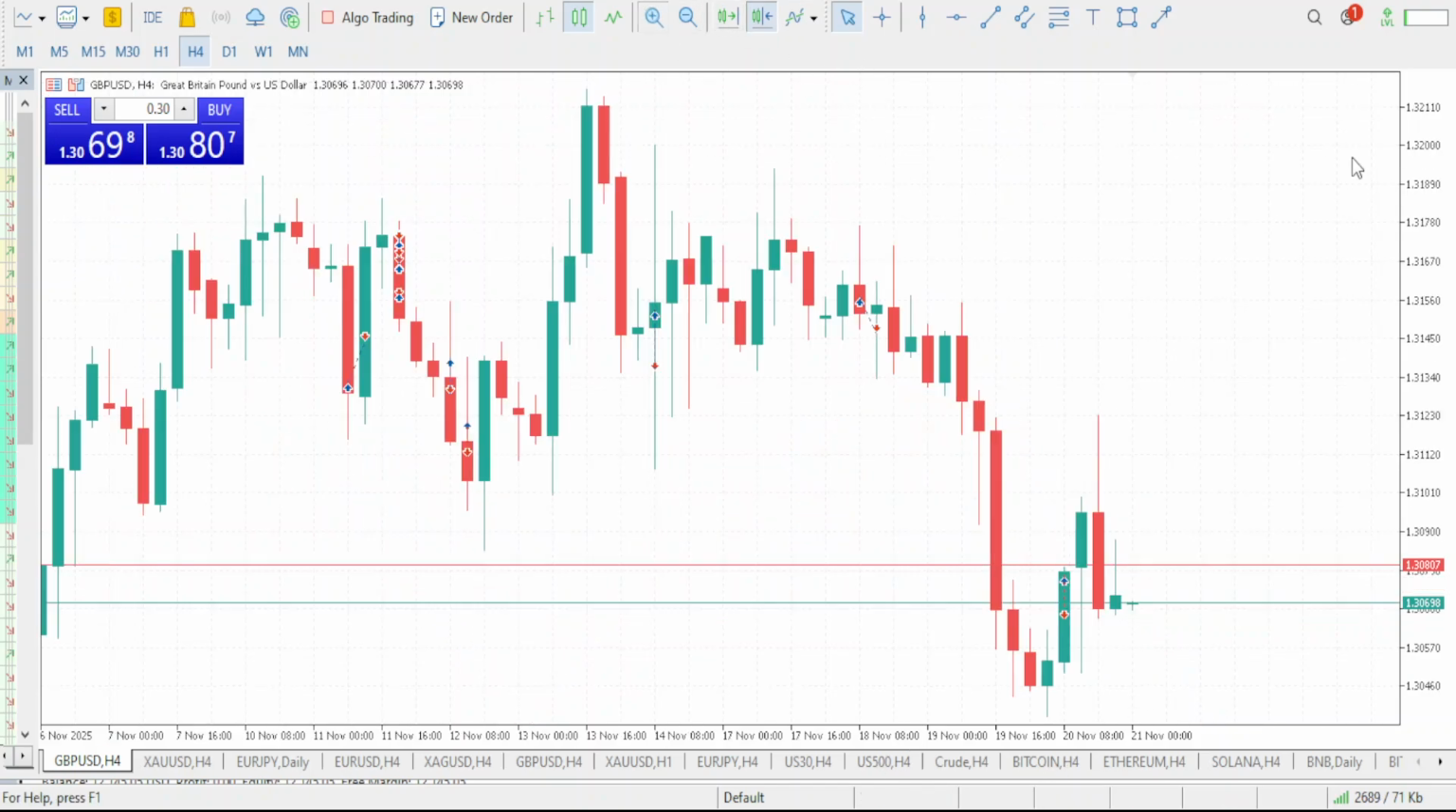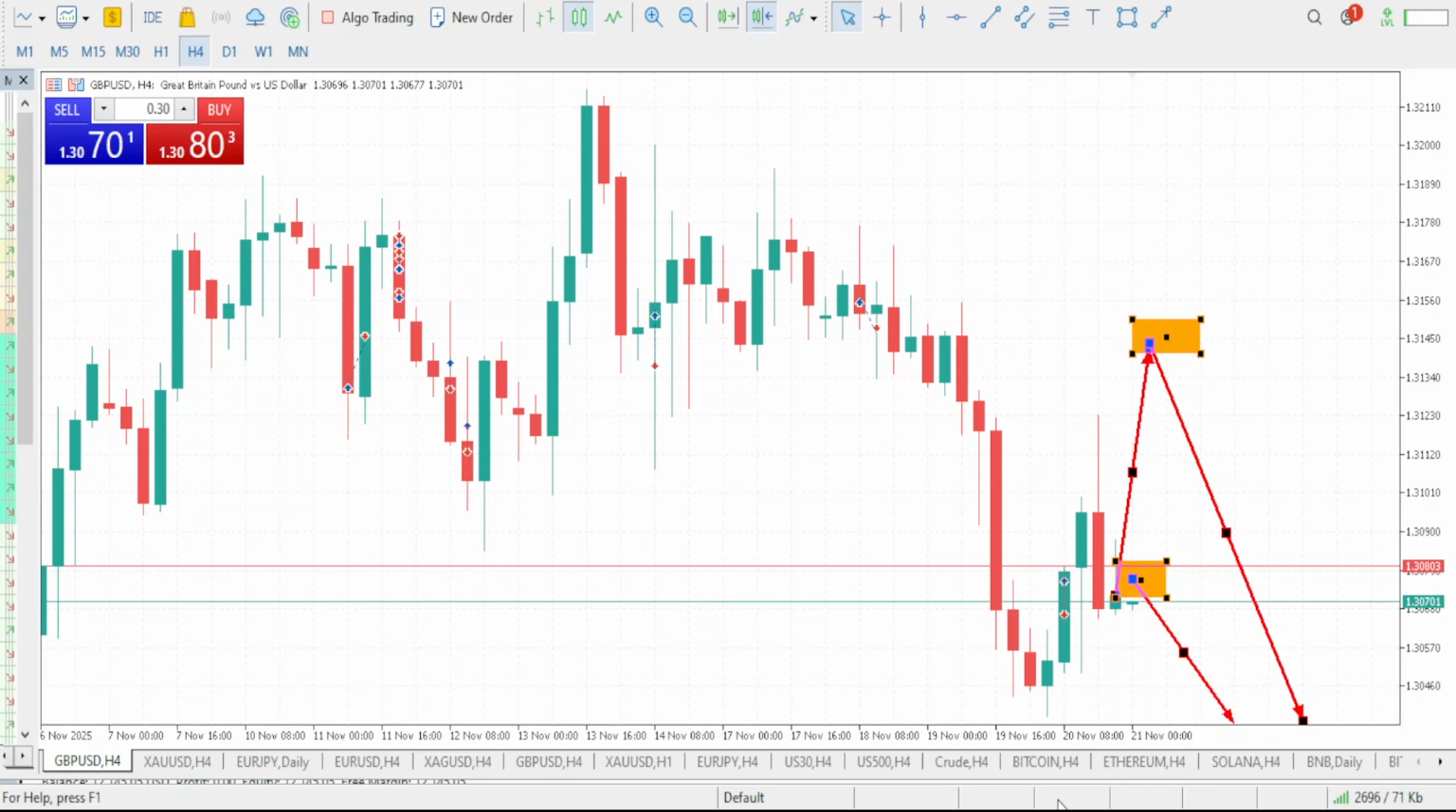But what the market is doing, the market is likely to push up and then drop. If the market does not push up, it will most likely drop. So whichever way, be looking for your sell setup either at this level or at this level. Watch out for your sell setup.